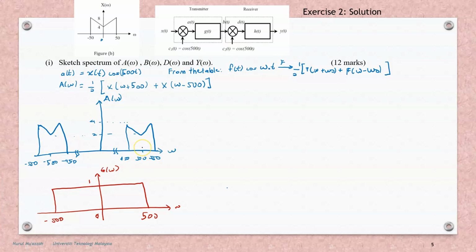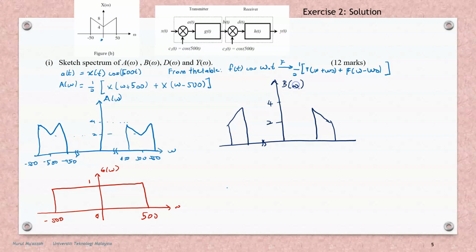From there we can draw B omega. We know that A omega goes through G omega, so the signal outside negative 500 and 500 will be truncated. For B omega, the signal will become something like this, and the gain is the same, so the amplitude for B omega will be the same as A omega. This one is 2, this one is 4. So this one is B omega.